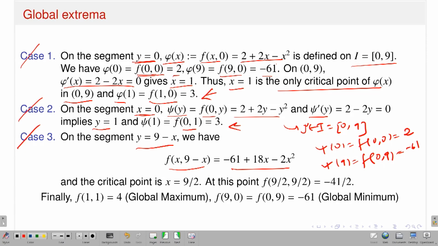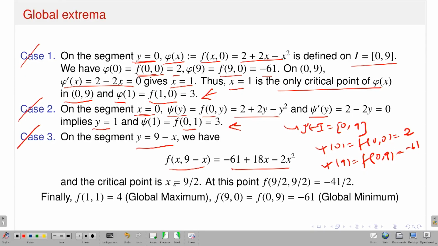Okay, this is actually minus 61. So on the open interval you have to consider the derivative of this function. If I write it as g of x, and I take the derivative g prime and equate it with 0, you will have x equal to n by 2. Once x is equal to n by 2, y is also n by 2.